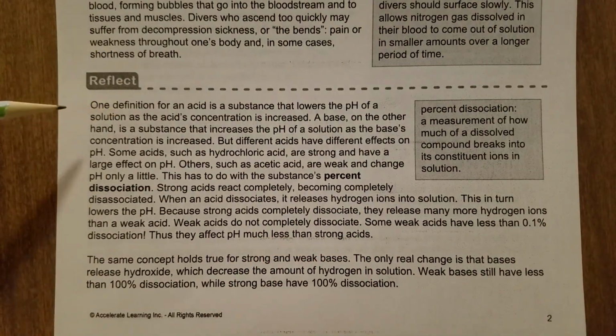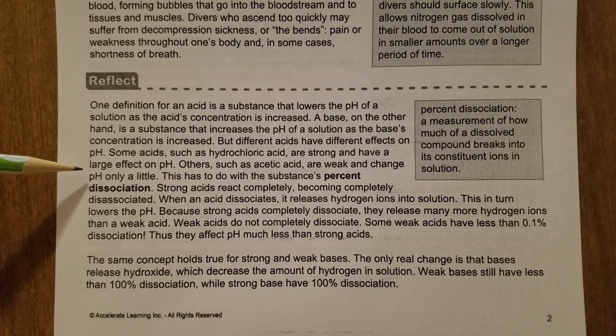Reflect. One definition for an acid is a substance that lowers the pH of a solution when the acid's concentration is increased. A base, on the other hand, is a substance that increases the pH of a solution if the base's concentration is increased. But different acids have different effects on pH. Some acids, such as hydrochloric acid, are strong and have a large effect on pH. Others, such as acetic acid, are weak and change pH only a little.